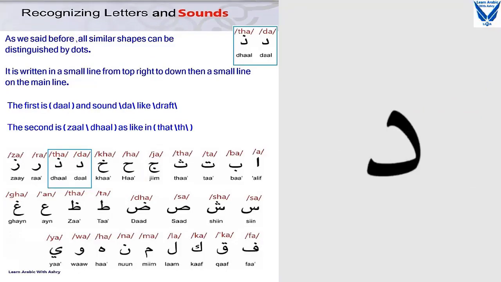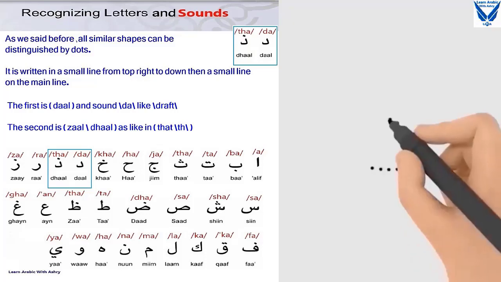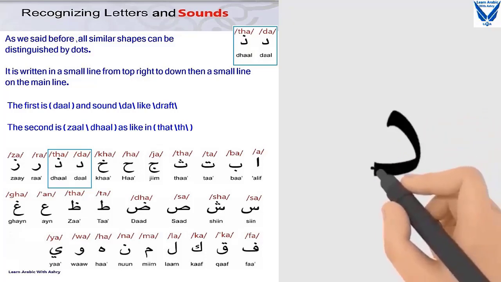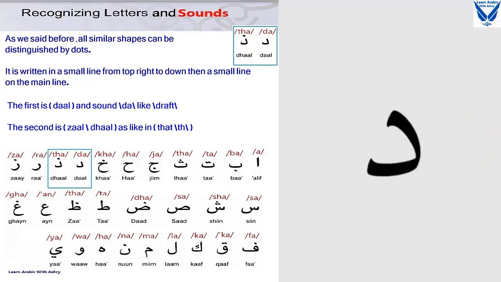This family is written in a small line from top right to down, then a small line on the main line. The first is Dal, and sound Da, like draft. The second is Zal, as like in that, the.